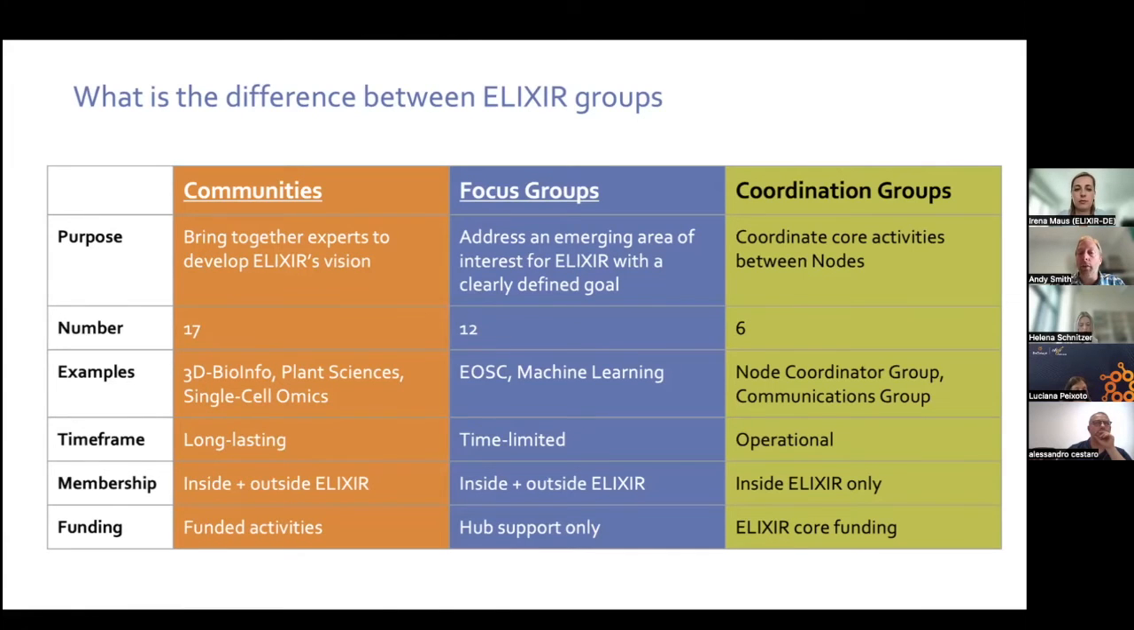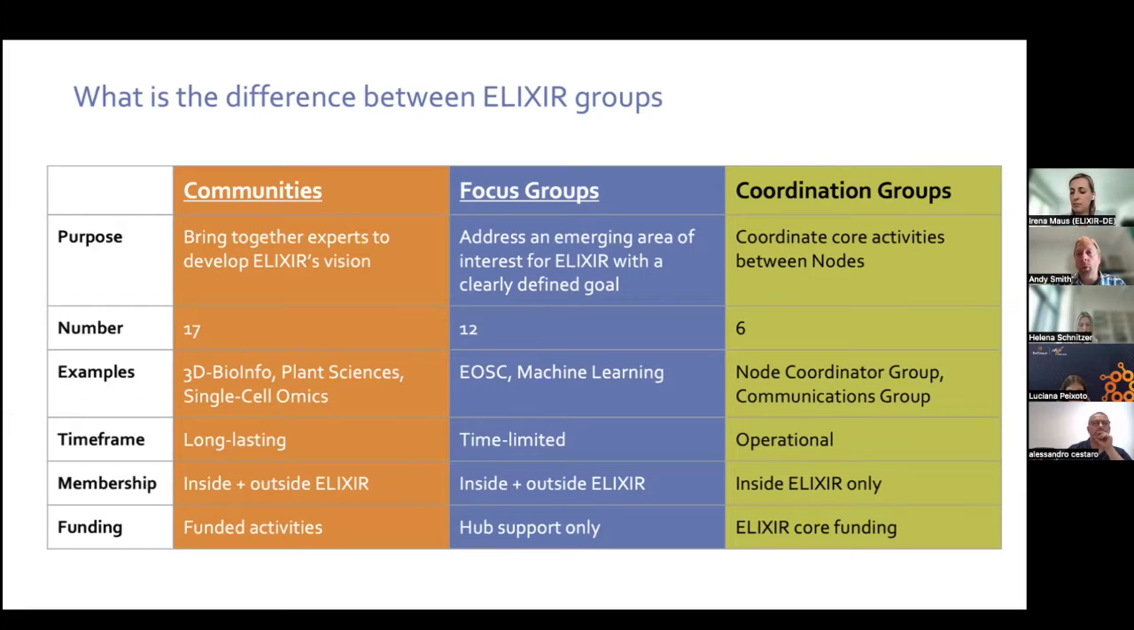You might have also heard of focus groups. Now, these are shorter term in nature. They include things like the European Open Science Cloud Focus Group on machine learning. They're open for anyone from inside Elixir to join, but also external partners. But then they're less of a permanent structure in that they are intended to be created for a specific purpose, maybe to write a report, make some recommendations, and then if that served its purpose, that focus group would end.